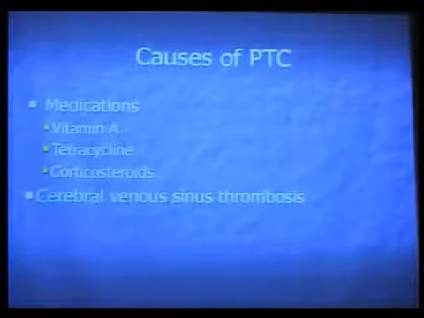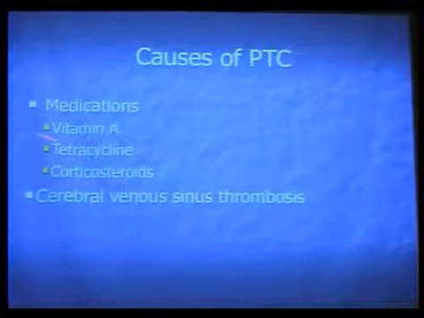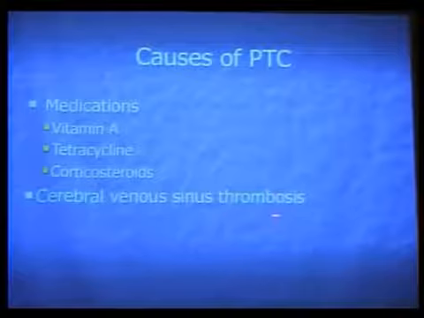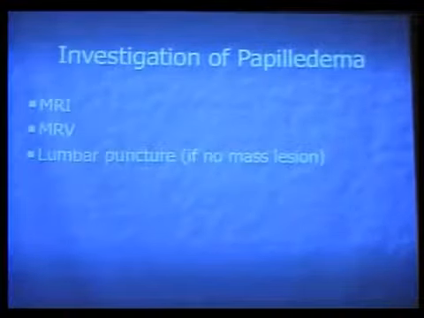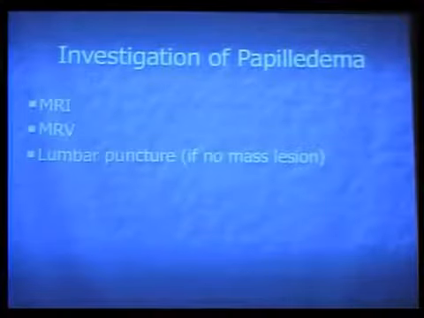So what are the known causes of papilledema, of pseudotumor cerebri? Well, a whole host of them. Vitamin A, tetracyclines, corticosteroids, and cerebral venous sinus thrombosis is a known cause of this disorder. So if you see someone who has what you think is papilledema, you should do an MRI.